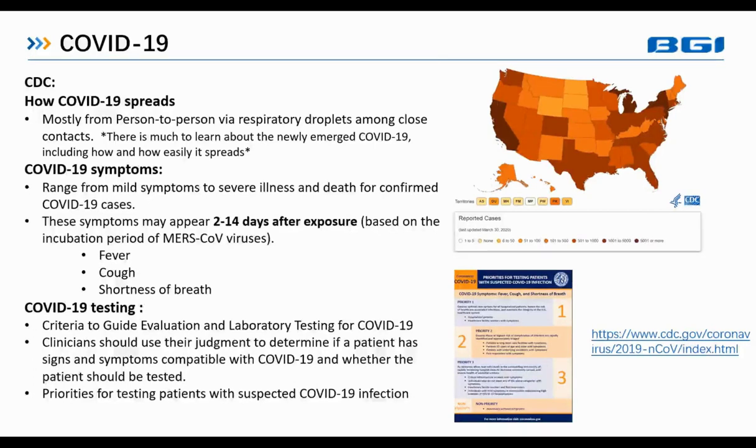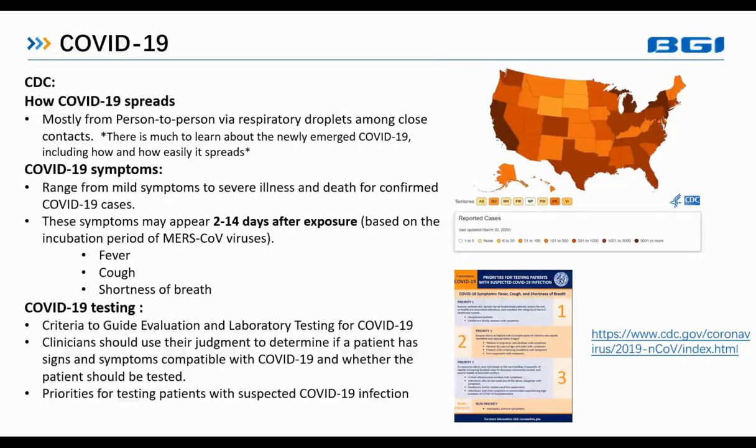COVID-19 symptoms can range from mild symptoms to severe illness and deaths from confirmed COVID-19 cases, although there are also reports of patients without any symptoms. Usually, the symptoms develop 2 to 14 days after exposure, including fever, cough, and shortness of breath.